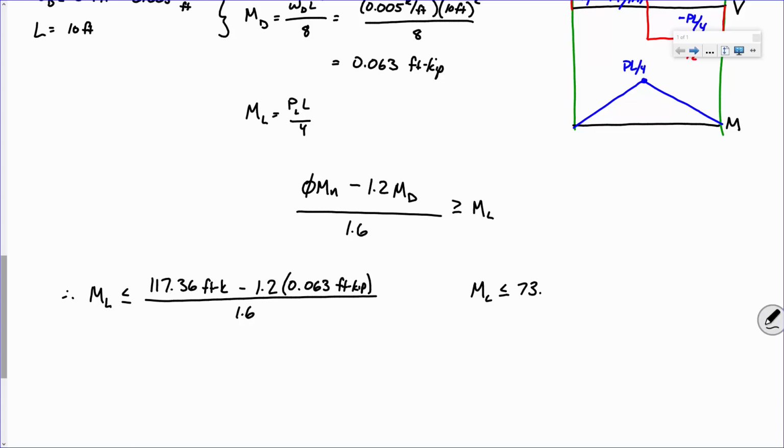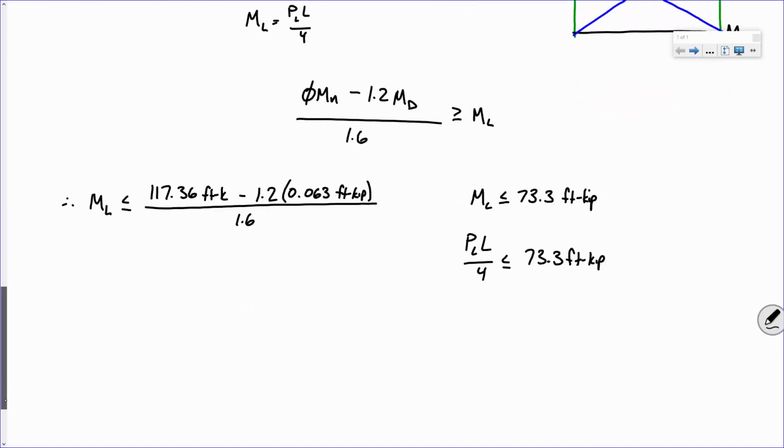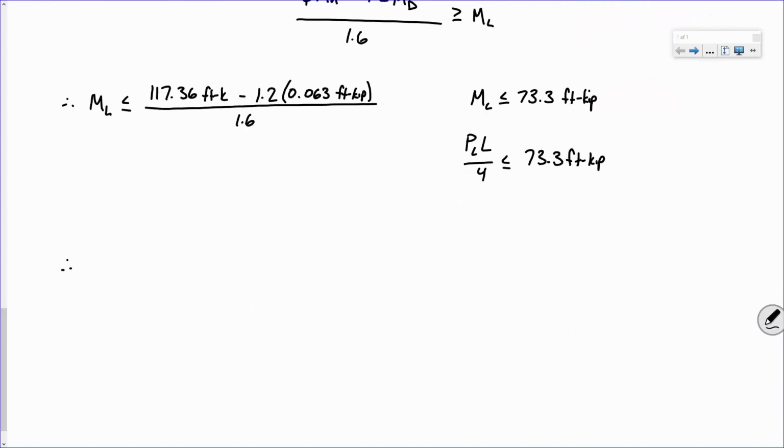73.3 foot kips. All right. Now that's saying our moment must be less than or equal to 73.3 foot kips. The moment is PL over 4, which must be less than or equal to 73.3 foot kips. So I propose then that PL, the actual load, must be less than or equal to 4 over L times that 73.3.